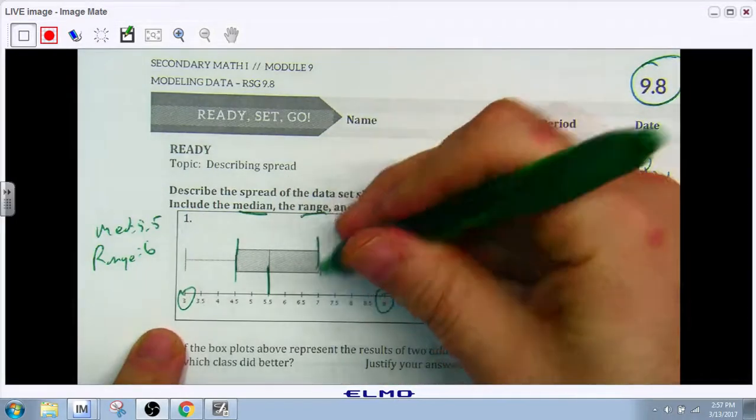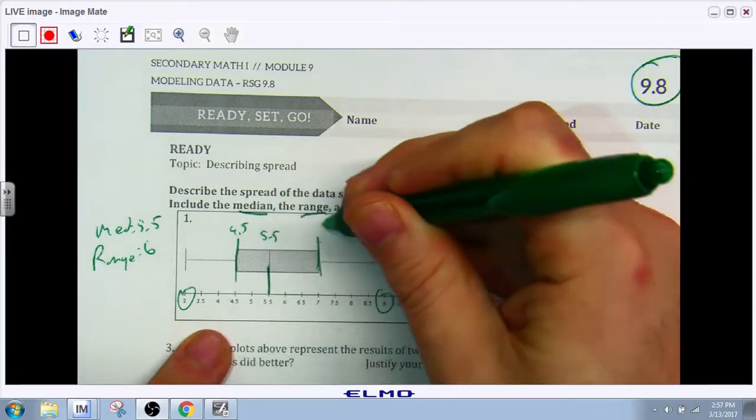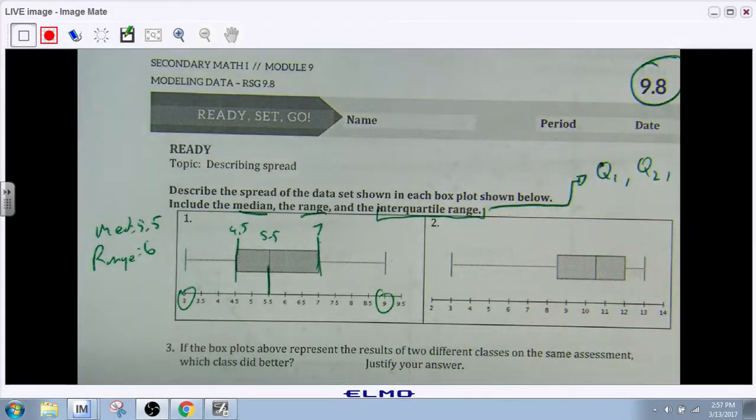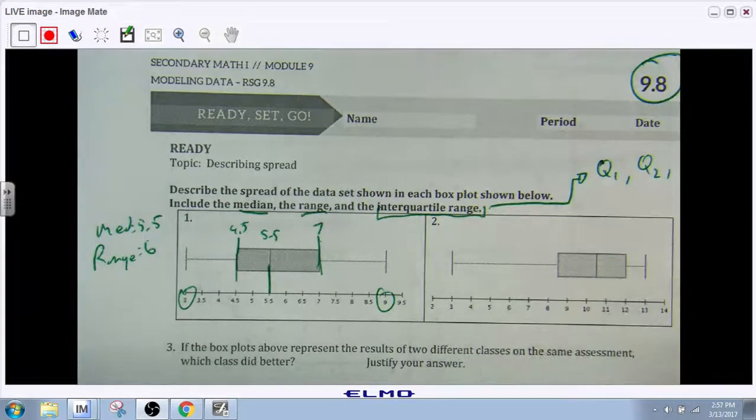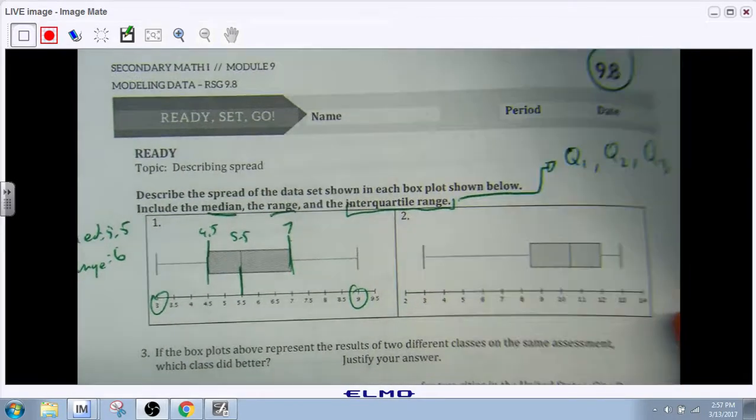Look at our numbers here. We know that this is 3, we know that this is 4.5, we know this is 5.5, we know that this is 7. And that's it. That's all that it's asking you to do, is to make sure that you understand what those are. And then it's going to ask you some further questions, but as long as you understand what the median, range and interquartile range are, you should be okay to be able to answer those questions.